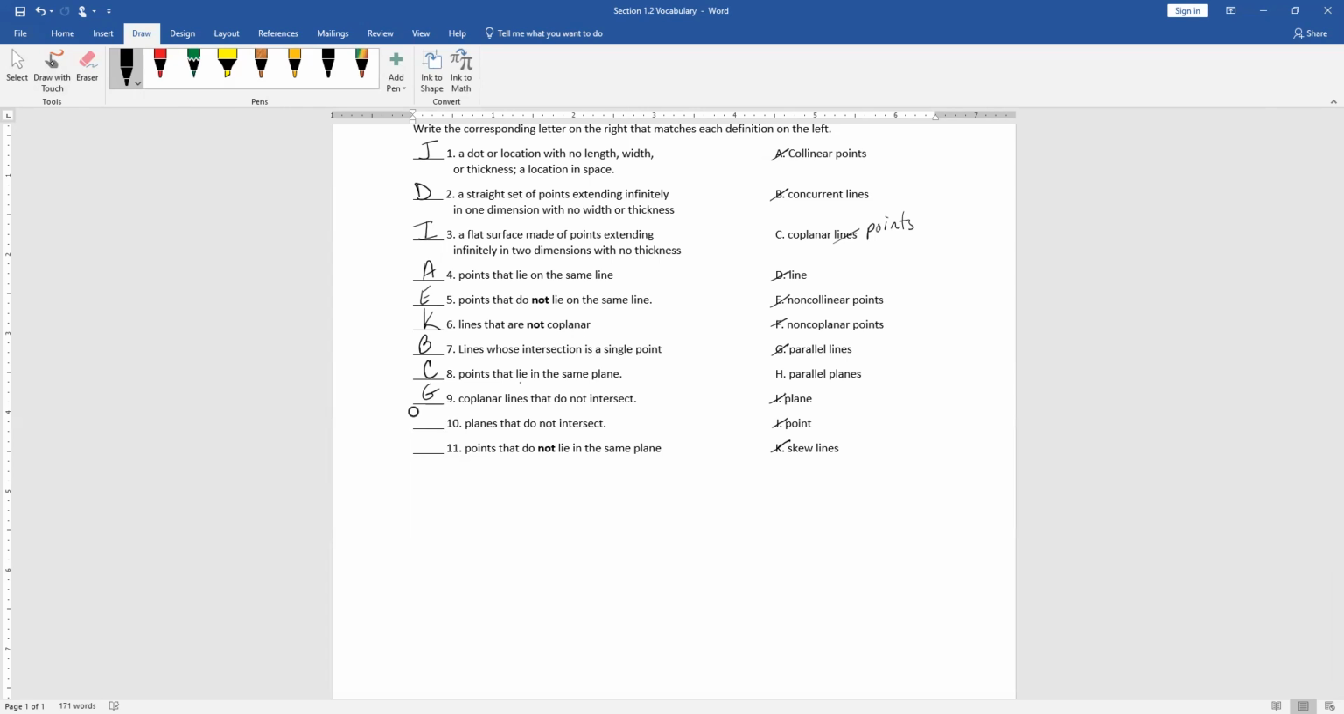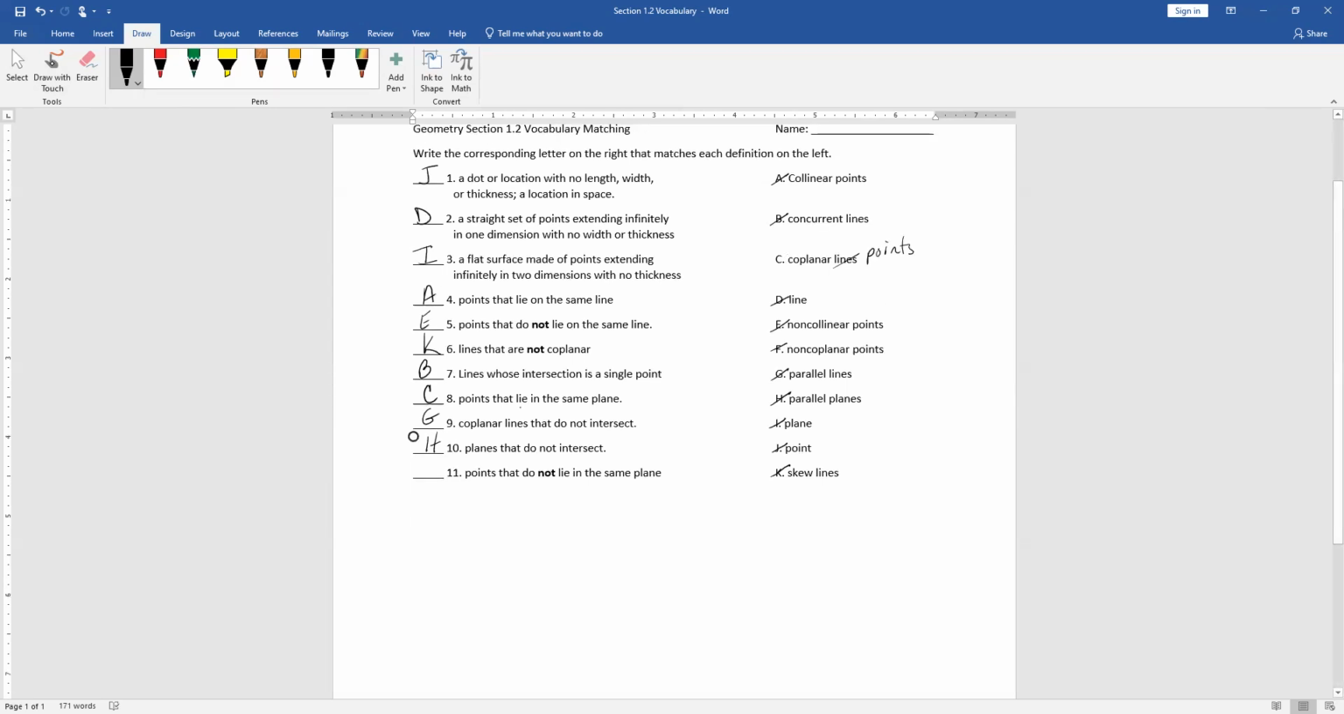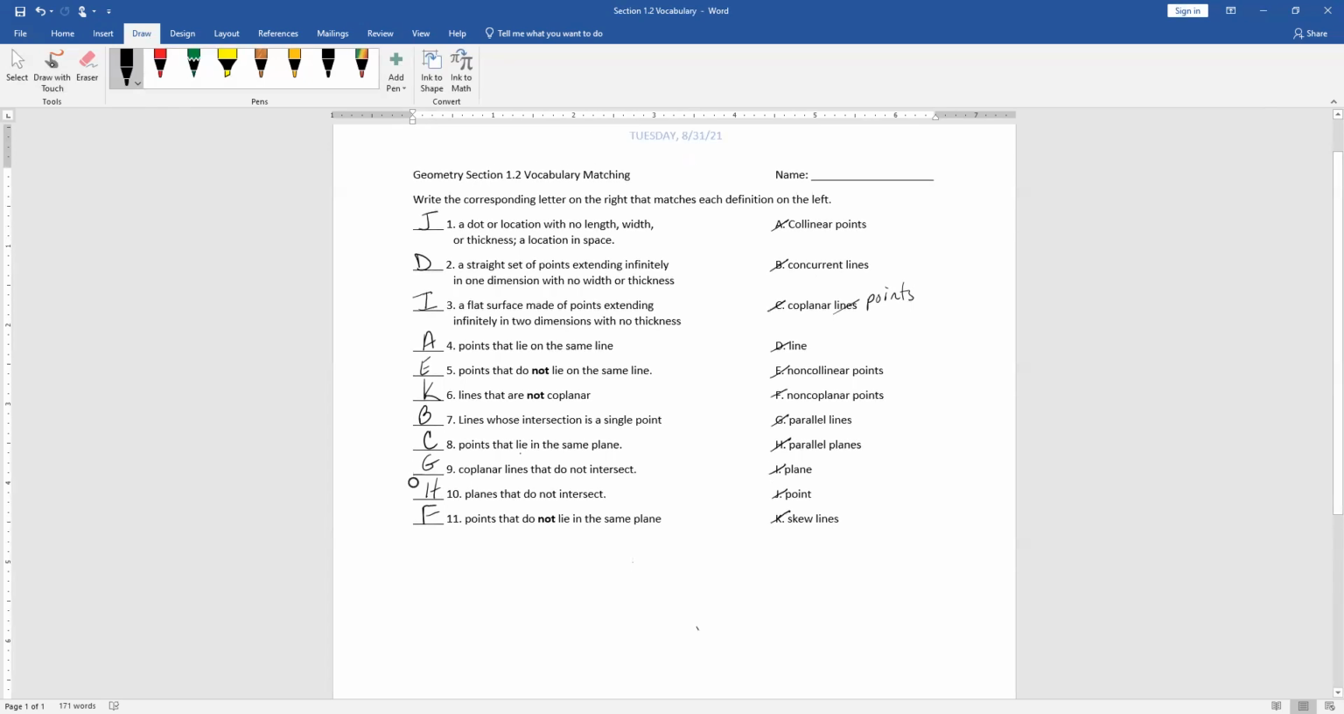All right. Planes that do not intersect are parallel planes. H. And then points that do not lie in the same plane is F, non-coplanar points. So I think what I did there, it's F. Where else did I use F? I didn't. I just marked through it for no reason. All righty. Sorry, guys. It's a little bit confusing, but I wanted to make sure you have the right answer.